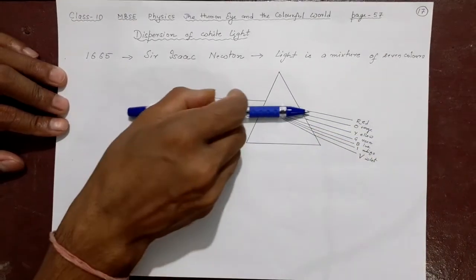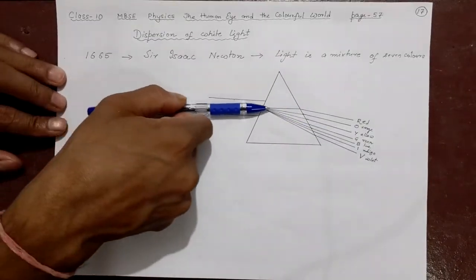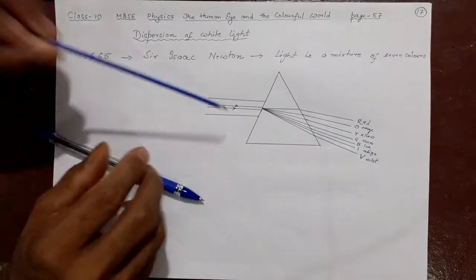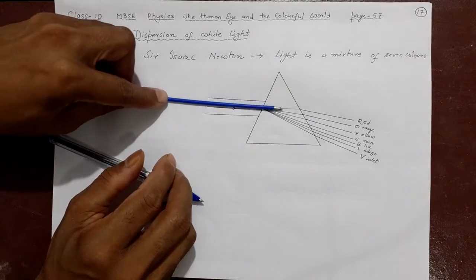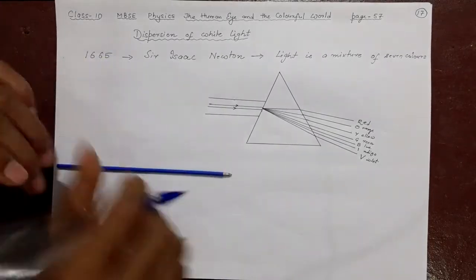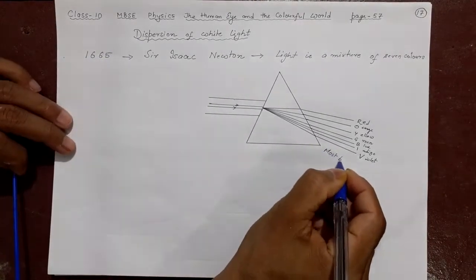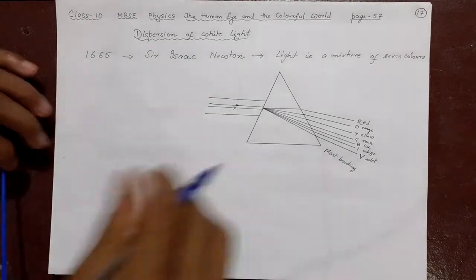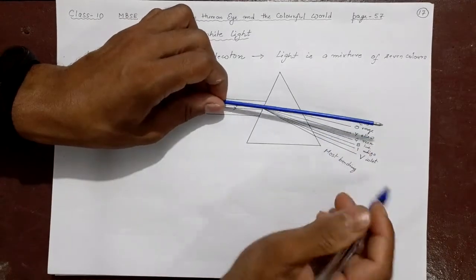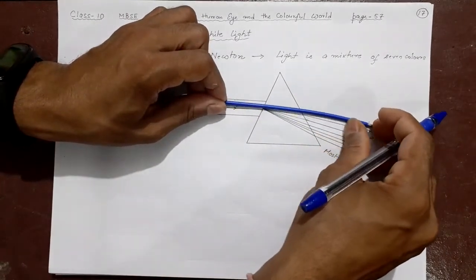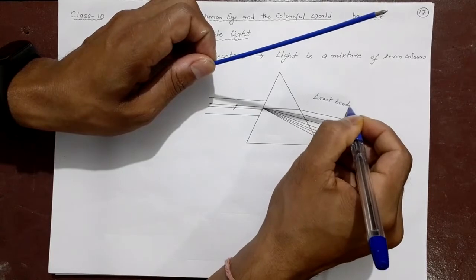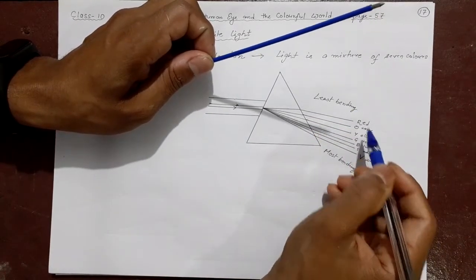See, this is the main path. Suppose this is the main light going here; the one which bends the maximum is violet. That is why we write this as most bending. Bending means changing direction. Most bending is violet, and least bending, almost straight, slightly bending, very little bending, is red. Least bending is red, more bending is violet.